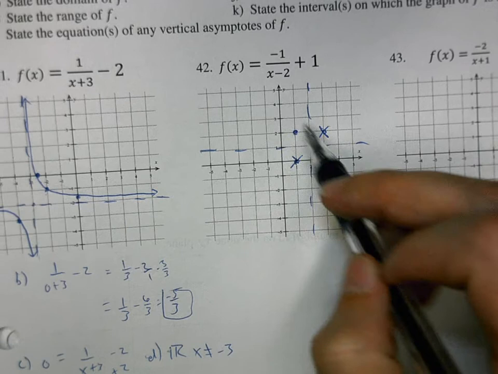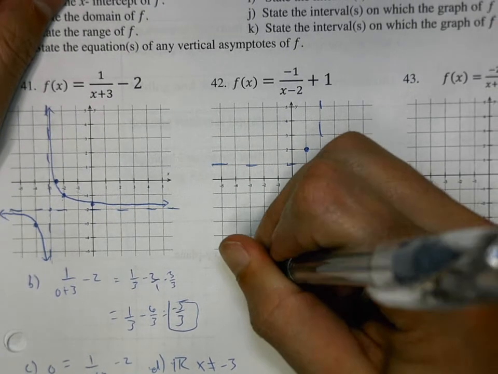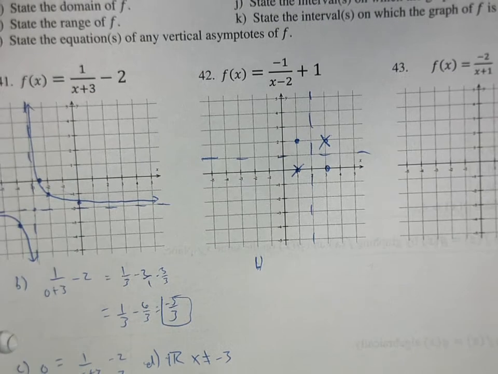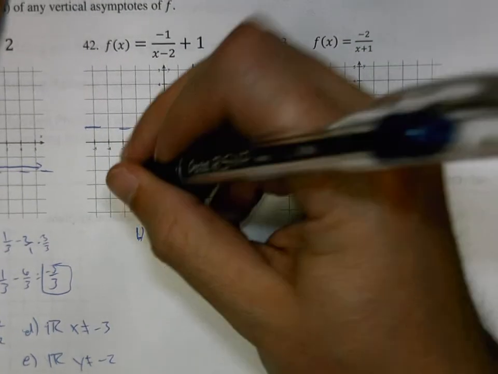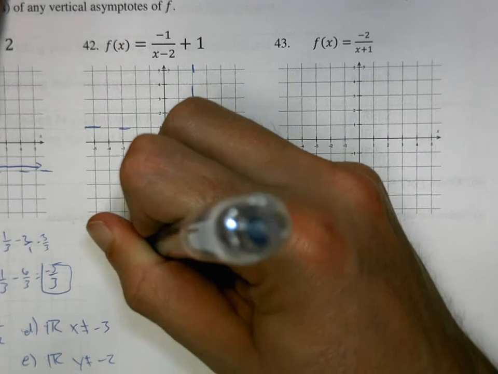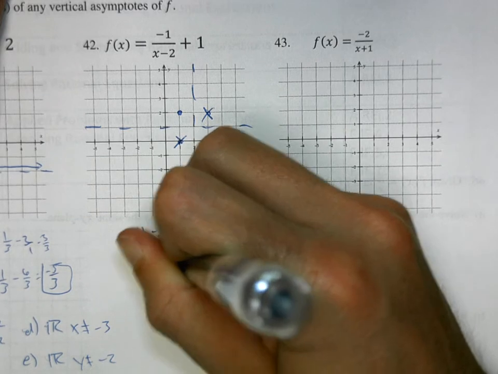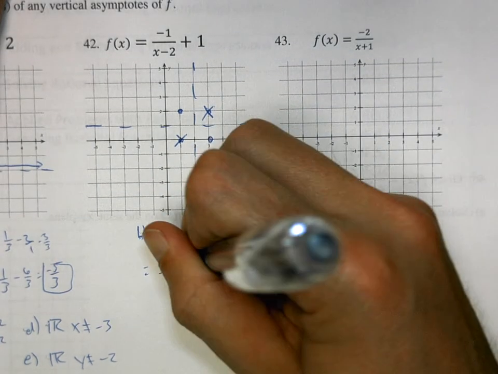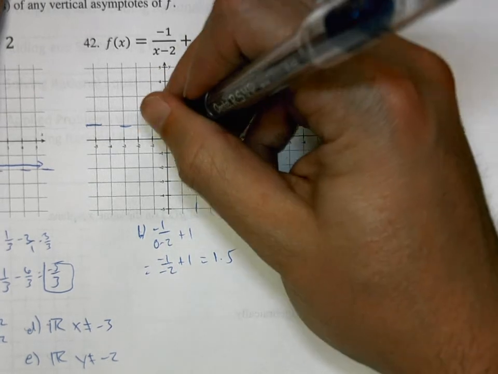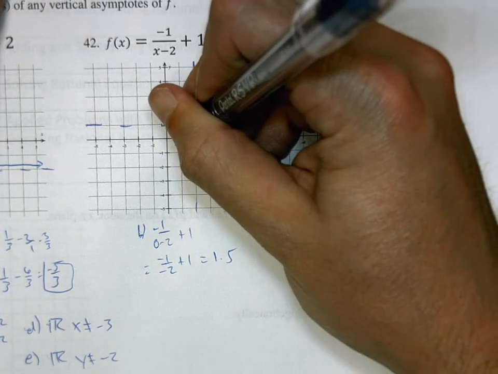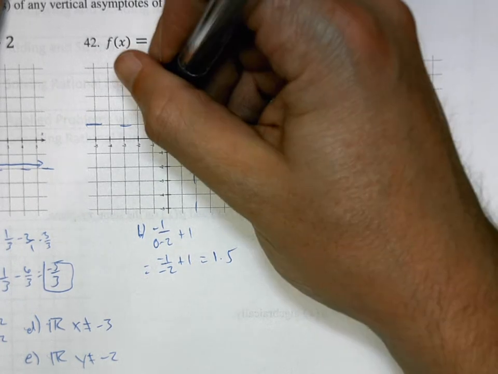So part B. Part B says find the y-intercept. Plug 0 into x and solve. So we get negative 1 over 0 minus 2 plus 1. So that's negative 1 over negative 2 plus 1, which is a positive 1/2. So it's 1 and 1/2, 1.5. So at 1.5, we cross the y-axis. Yeah, y-intercept. 1.5 right there.